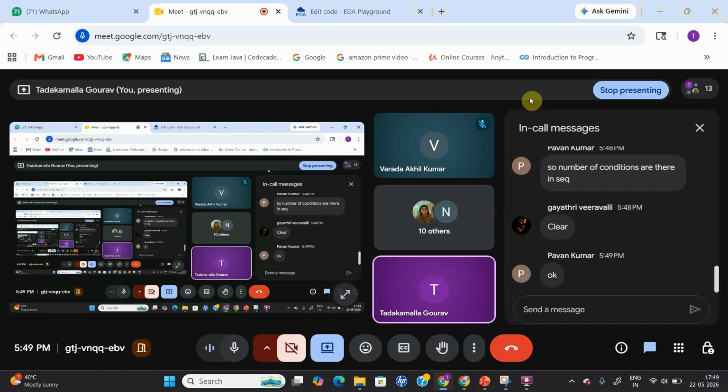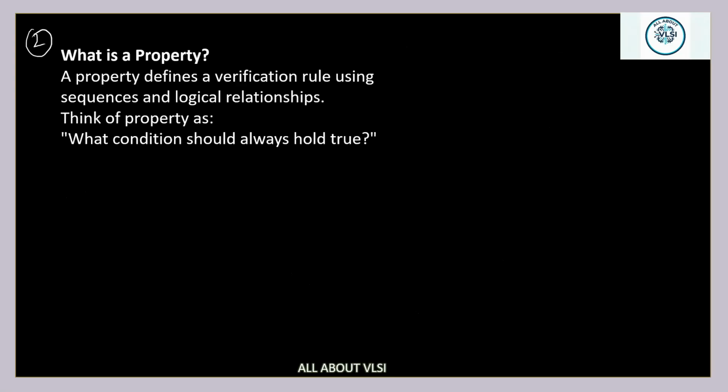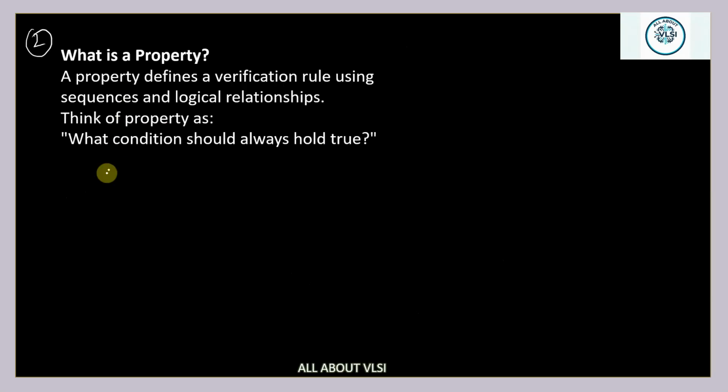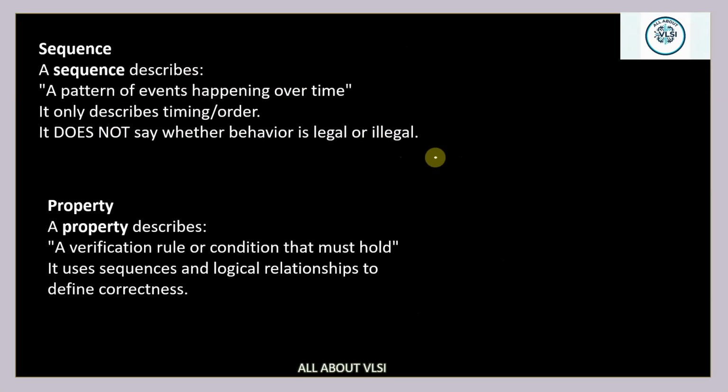Okay. Now, what is a property? We have seen this property over here. We can also have something known as a property. Basically, a property defines a verification rule using sequences and logic relationships. A property is nothing but what condition should always hold true. That is my property.